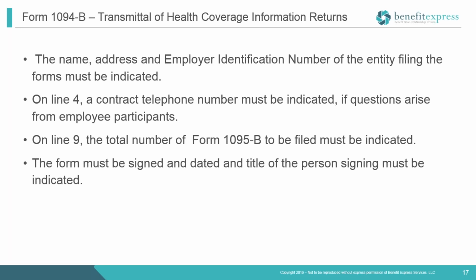Okay. So let's look at the 1094-B. The name, address, and employer identification number of the entity filing the return. It would be the insurance company for most employers if you're insured. Line 4 is a contact telephone number that must be indicated, and then the total number of 1095-Bs. So again, it is extremely important that all of this is filled out.